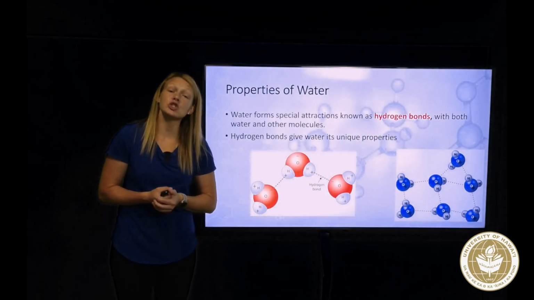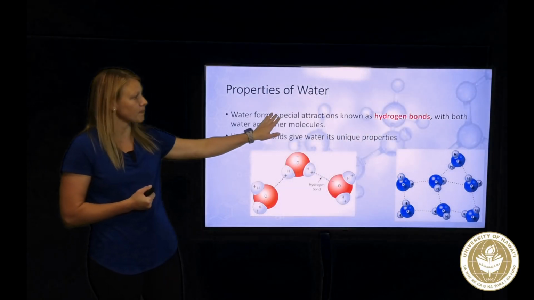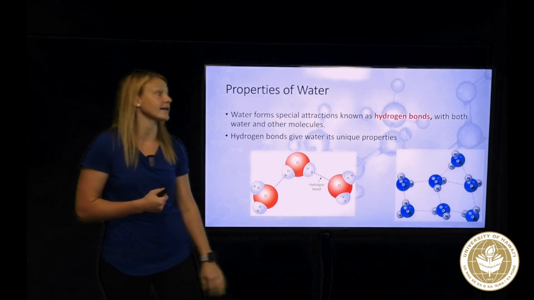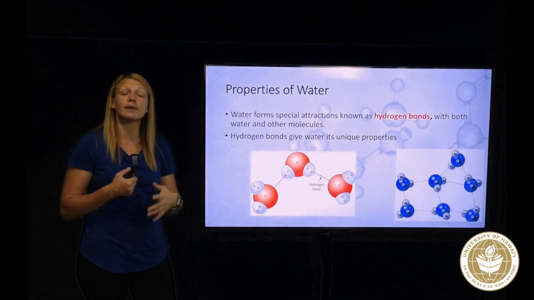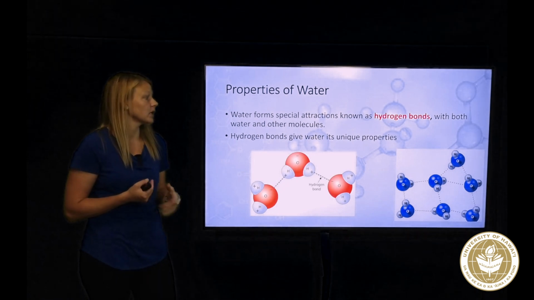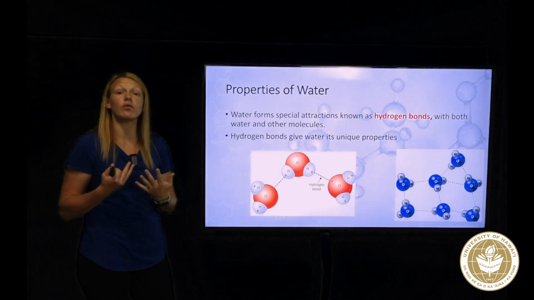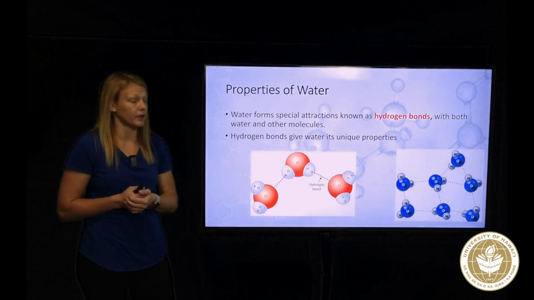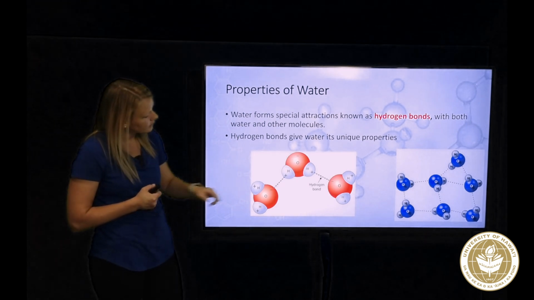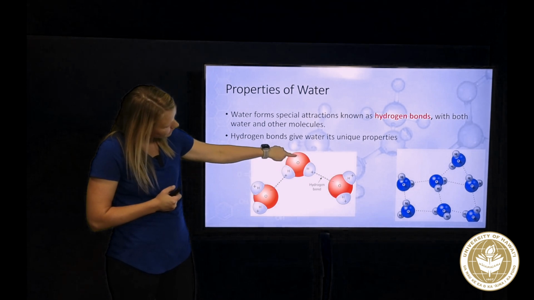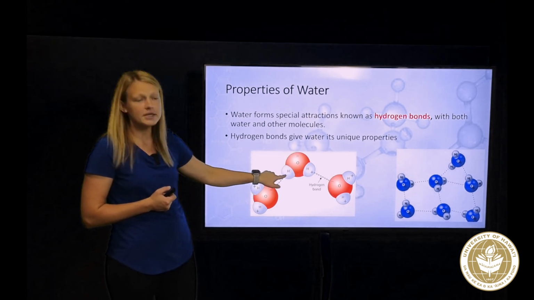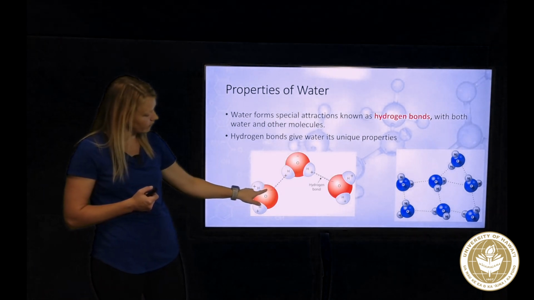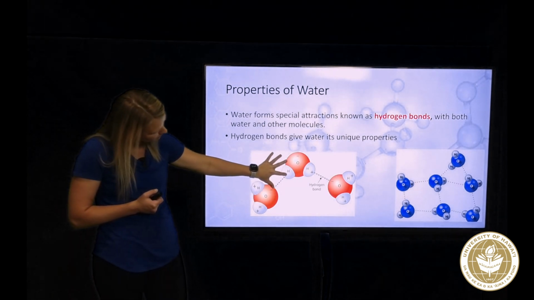Due to its structure, water forms special attractions known as hydrogen bonds with water as well as other molecules. Hydrogen bonds are what give water its very unique properties. So you can see here, you have the negative side with that oxygen, and the positive side with the hydrogens. Then you're going to see the positive hydrogen bond to the negative oxygen, right? So this is a hydrogen bond right here.